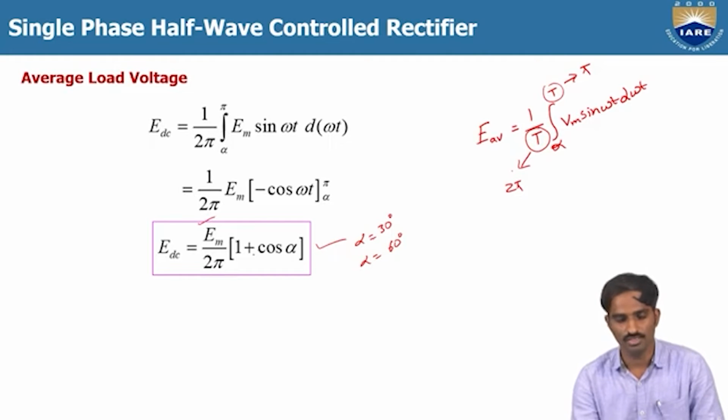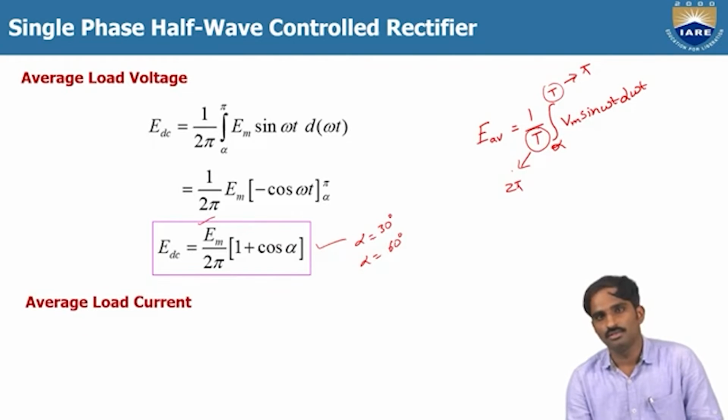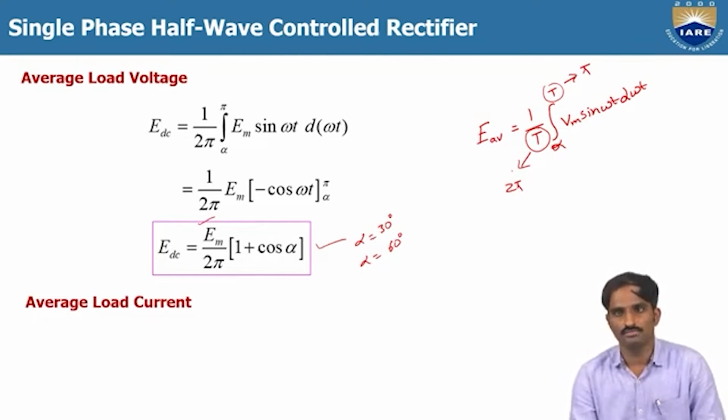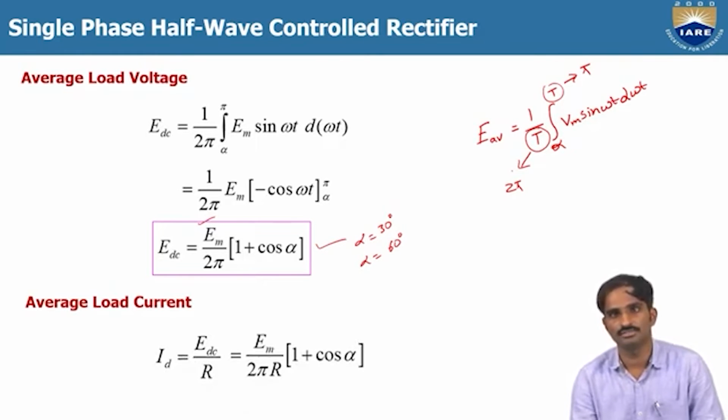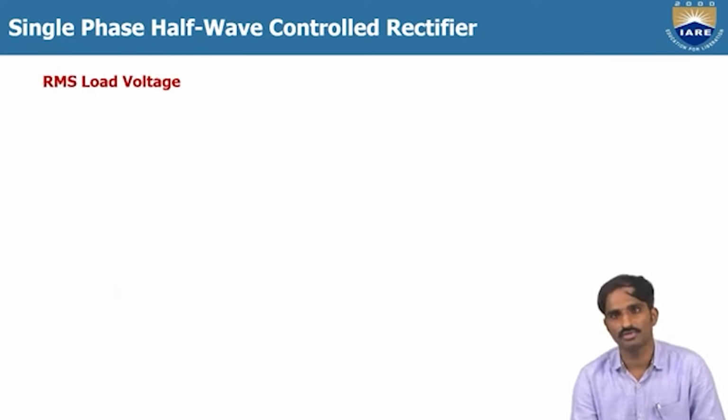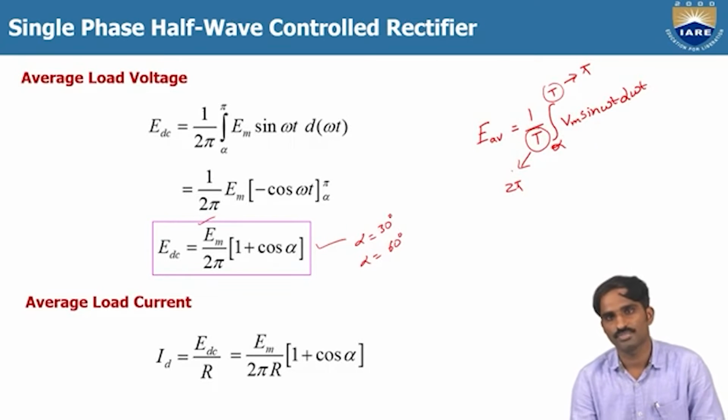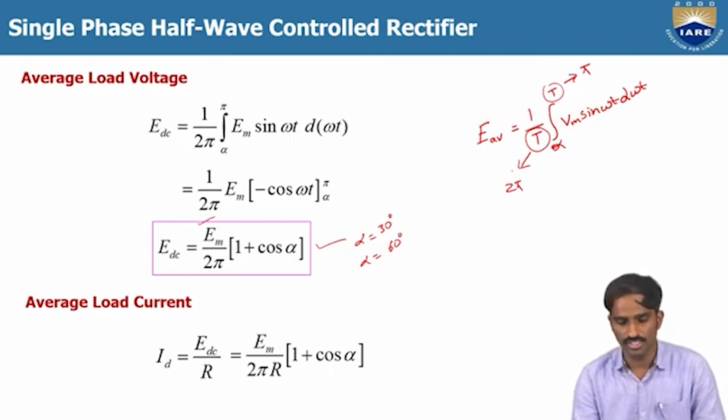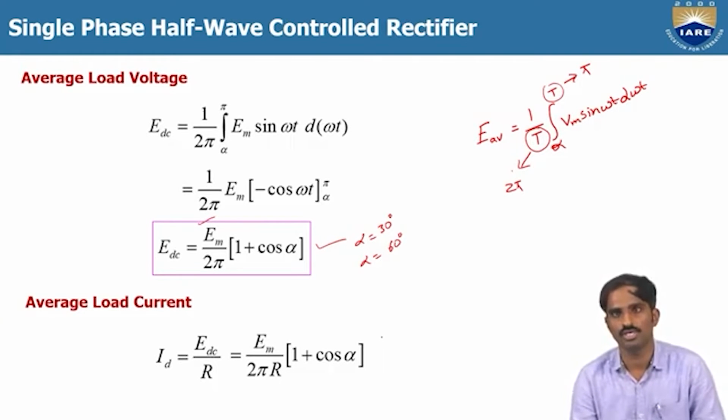So like this we can control the output voltage. Next, the average load current. As we know already the average load voltage, we can just divide EDC by R, then you will get the average load current, which is Em by 2 pi R into (1 plus cos alpha). So this is the average load current. Like that, we should derive the average load voltage and the average load current.